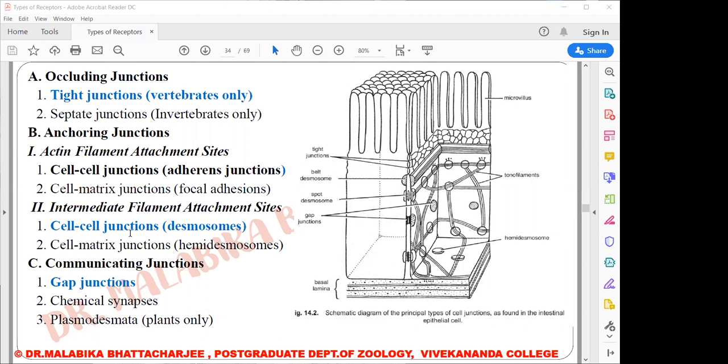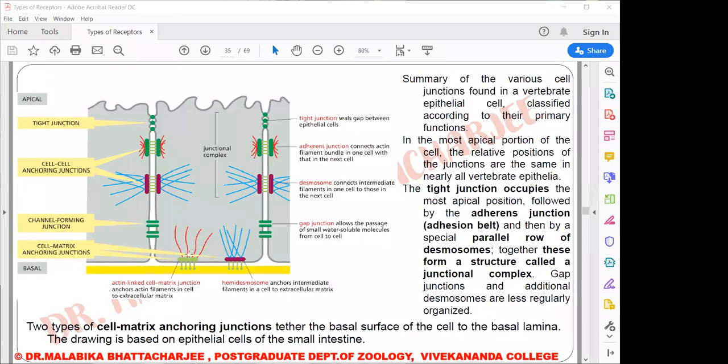We'll be studying in detail the desmosomes or the cell-cell junctions, and we will be studying in detail the gap junctions. So for our syllabus, we'll be doing in detail these three categories of junctions: the tight junctions, the cell-cell junctions, and the gap junctions. Now, this is a very simplified view. This picture is from Bruce Alberts of the variety of junctions we just studied.